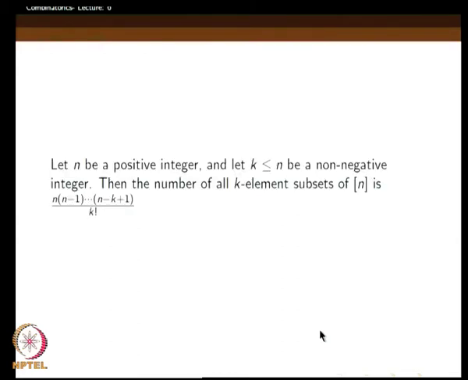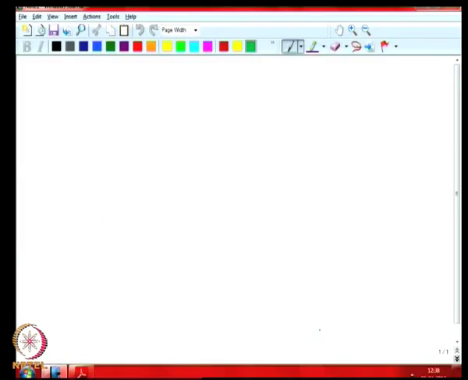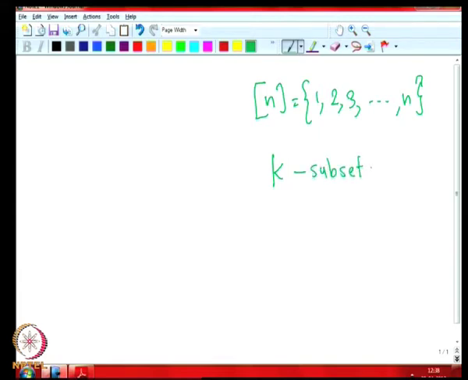In the last class, we were considering this problem: how many k element subsets are there for an n element set? Here the n element set, let us write as n equal to 1, 2, 3 up to n. And what we are interested in is the k element subsets of it, I mean subsets which contain k elements out of these n elements. How many can we form?